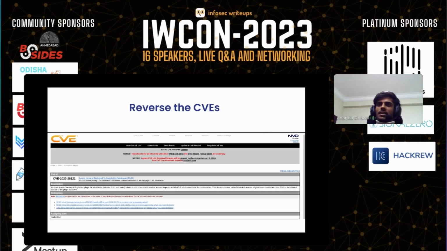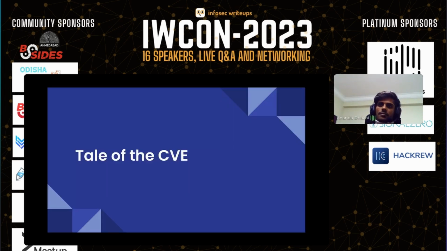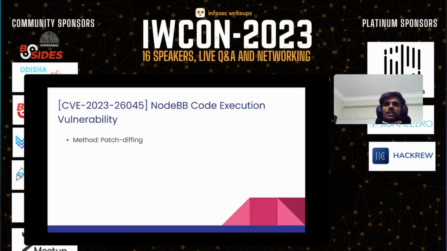So yeah, this is another thing that you can do while getting your hands started in the real world. I have an example of a CVE that I reversed back in August. I've already written a blog post about it after my talk at ThreatCon, but let's get started. This is CVE-2023-26045, the NodeBB code execution vulnerability, and the method that we used to get the POC was patch diffing.